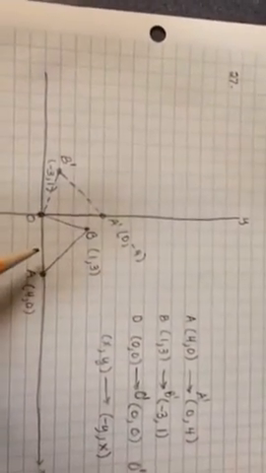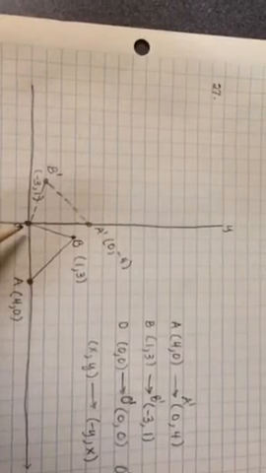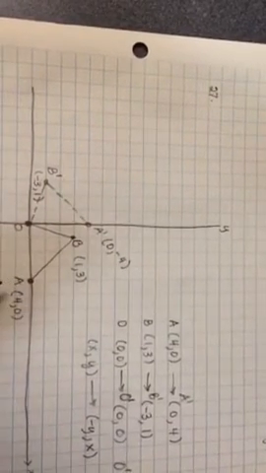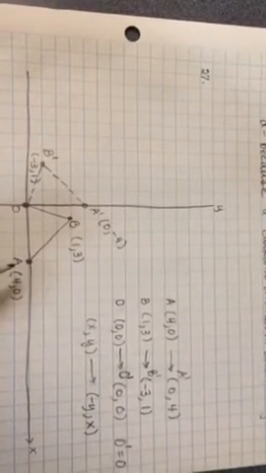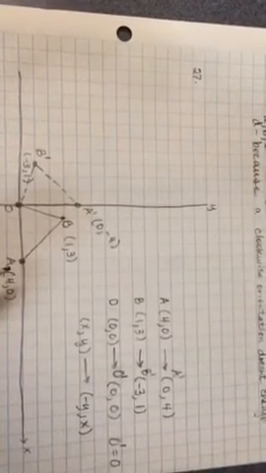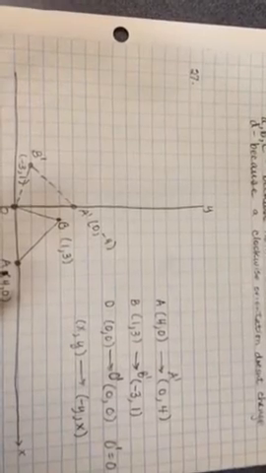27 is kind of an interesting problem. They give you this figure here, and this is a triangle. This point right here is at the origin. A is 4, 0, B is 1, 3. All right, and what we have to do is rotate it 90 degrees counterclockwise.